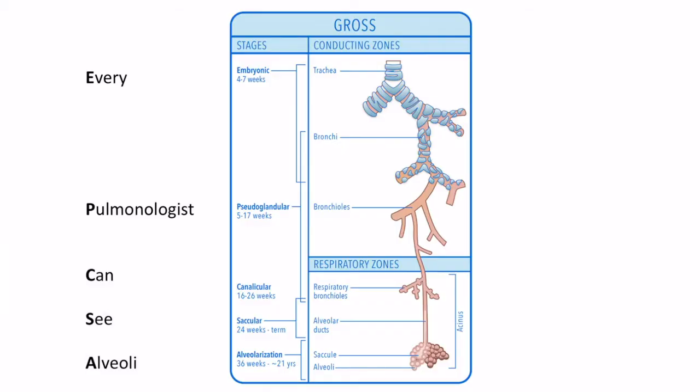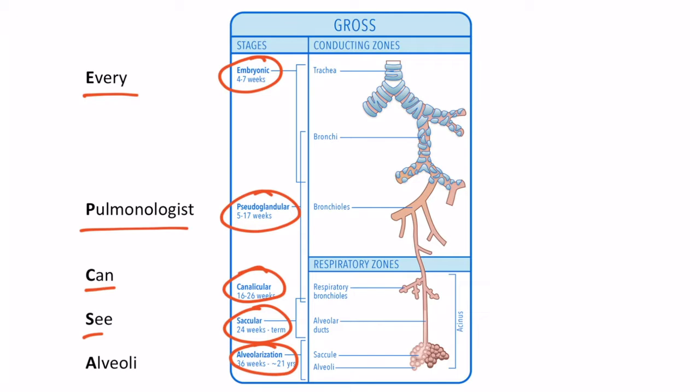This image depicts the 5 stages as they actually appear. We have the embryonic stage, the pseudoglandular stage, the canalicular stage, the saccular stage, and the alveolar stage. And again, to remember the order of these stages, just think, every pulmonologist can see alveoli. Now let's cover each stage individually, starting with the embryonic stage.